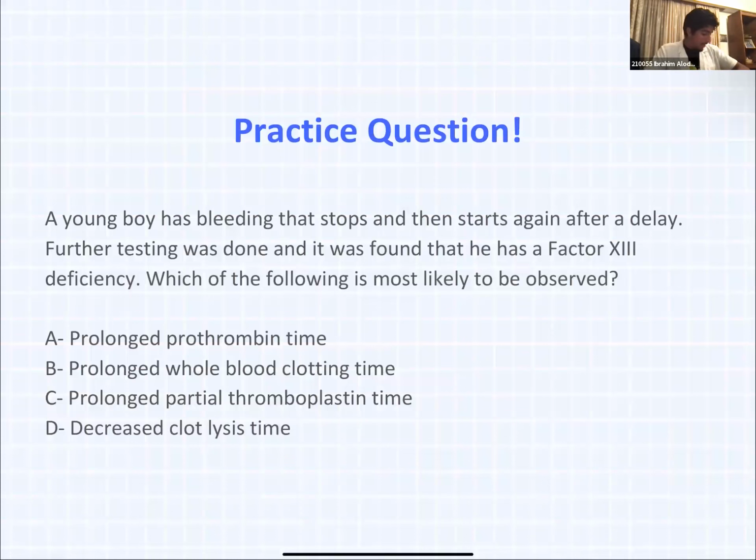Now, to end off this lecture, practice questions. So I will read it and I want you guys to type in the chat what you think the answer is. So a young boy has bleeding that stops and then starts again after a delay. Further testing was done and it was found that he has a factor 13 deficiency. Which of the following is most likely to be observed? So tell me the answer. And these are the style of questions you're going to get on your exams.